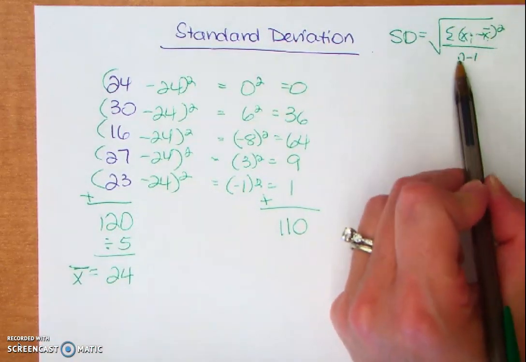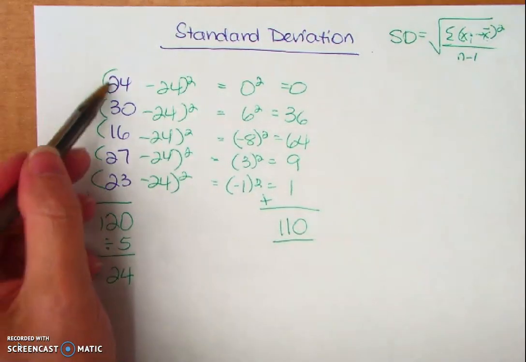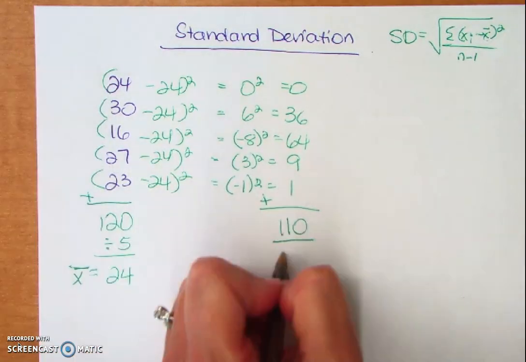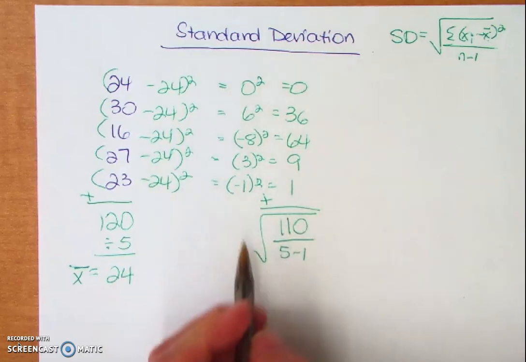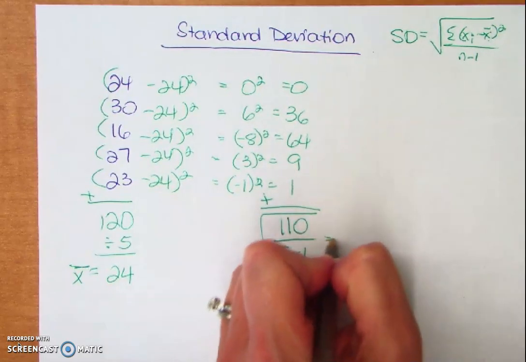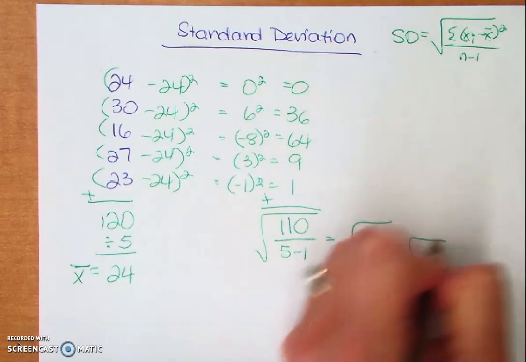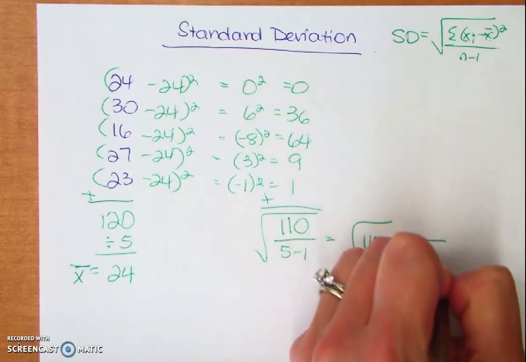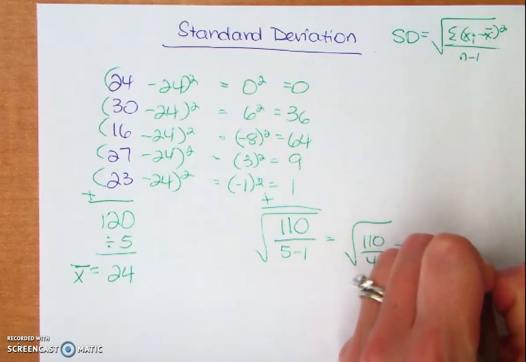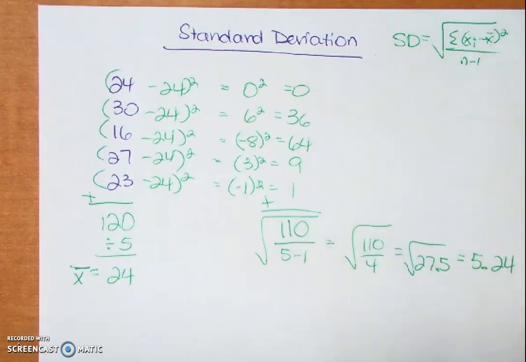So now I need to divide by n minus 1. Well, n is the number of numbers, so that's 5. 5 minus 1, and I'm going to take the square root. Don't forget the square root. That's what a lot of people forget. So 110 divided by 4 is 27.5, and then we take the square root, and that is 5.24.